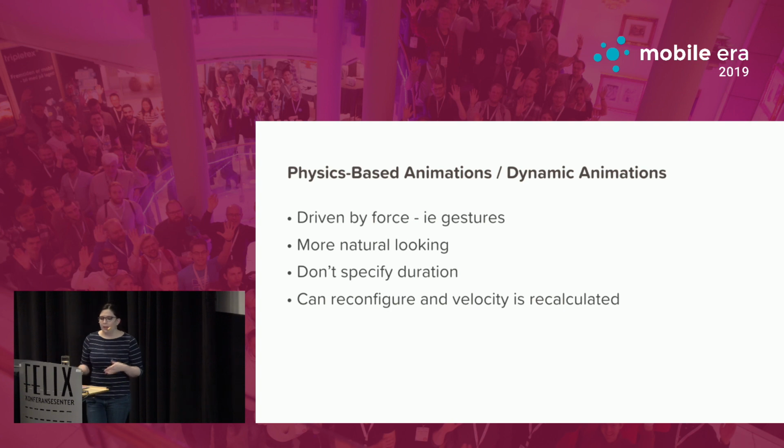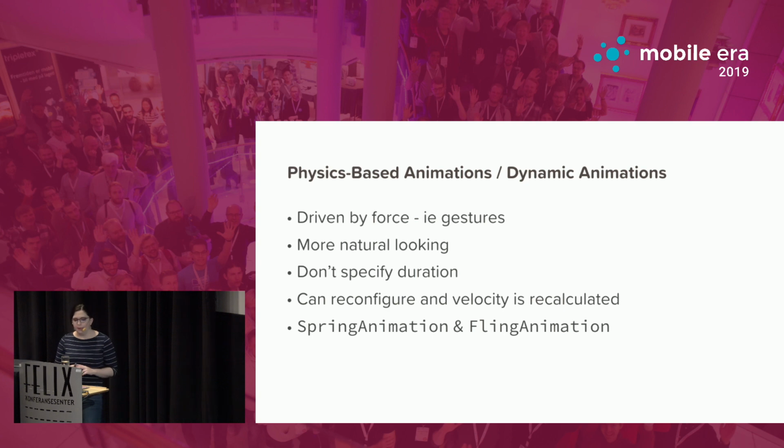Whereas with something like property animations, it might just cut it off midway and start with the new results and not look as smooth as if you were using these physics ones. So there are two physics-based animations that you can use at the moment. The one is a spring animation and the other is a fling animation.